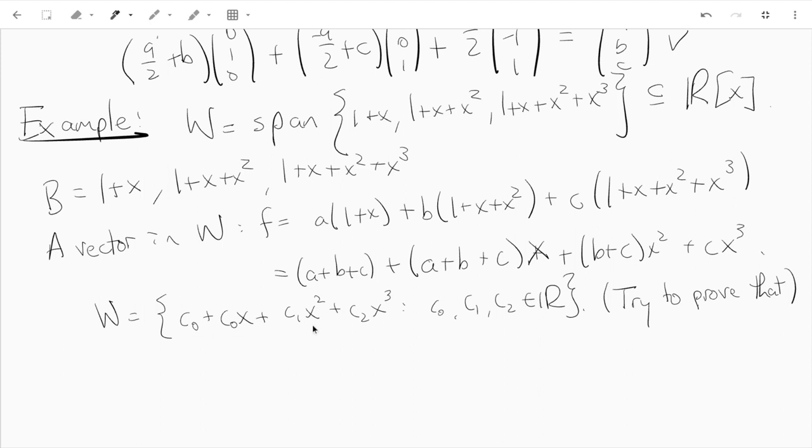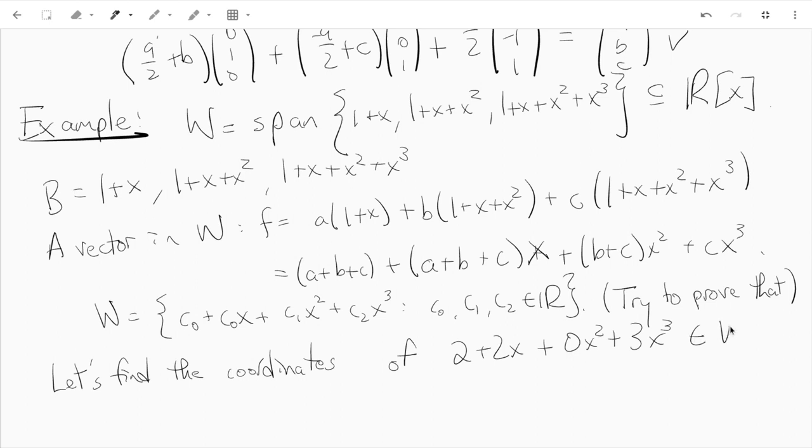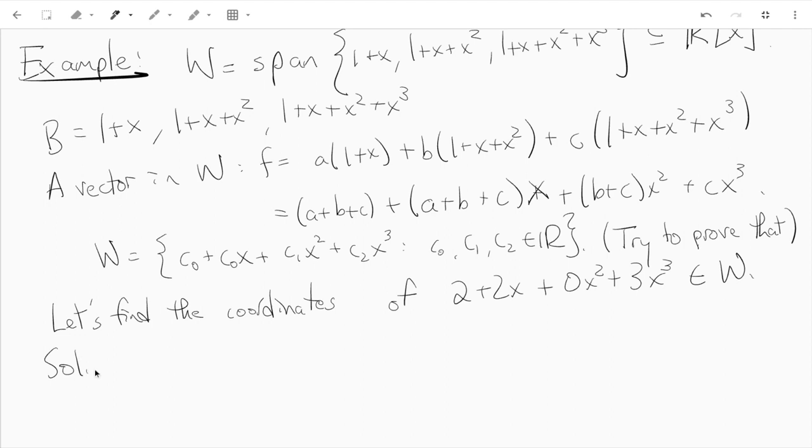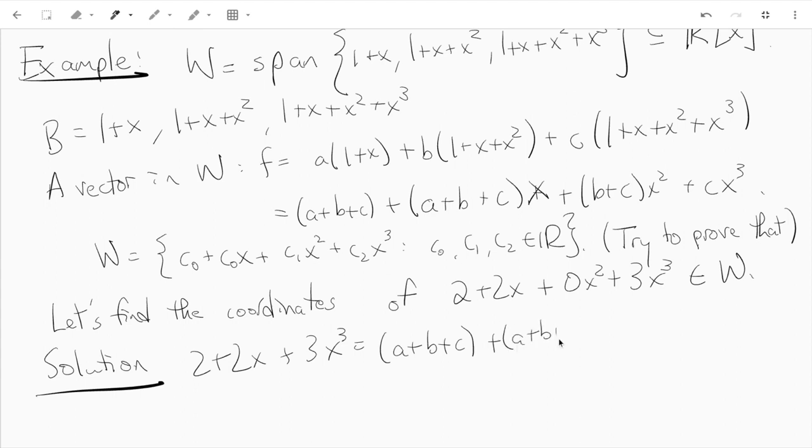Okay. And now, if we take something living in W, we can rewrite it as a linear combination of elements of B. So let's find the coordinates. Maybe 2 plus 2x plus 0x squared plus 3x cubed, and this is living inside W. Well, to do that, we must solve 2 plus 2x plus 3x cubed equals a times (1 plus x)... well, I'll use this form, right? So we have (a plus b plus c) plus (a plus b plus c) times x plus (b plus c) times x squared plus c times x cubed.